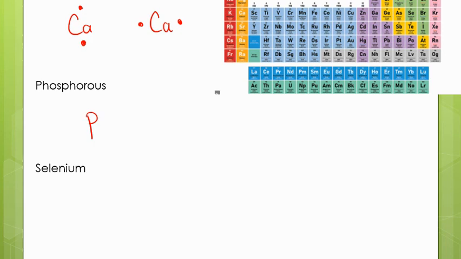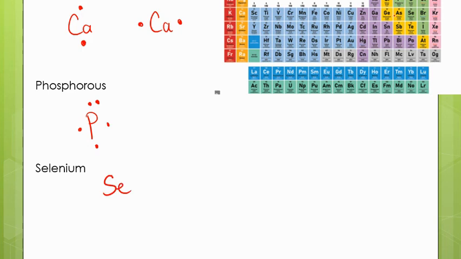Phosphorus then is the next one. Phosphorus is here. So if we count, we go 1, 2, skip a few, 3, 4, 5. So again, we don't pair up electrons until we have all 4 sides filled. And then that extra electron can go anywhere. I usually put it on the top, but technically it can go anywhere.